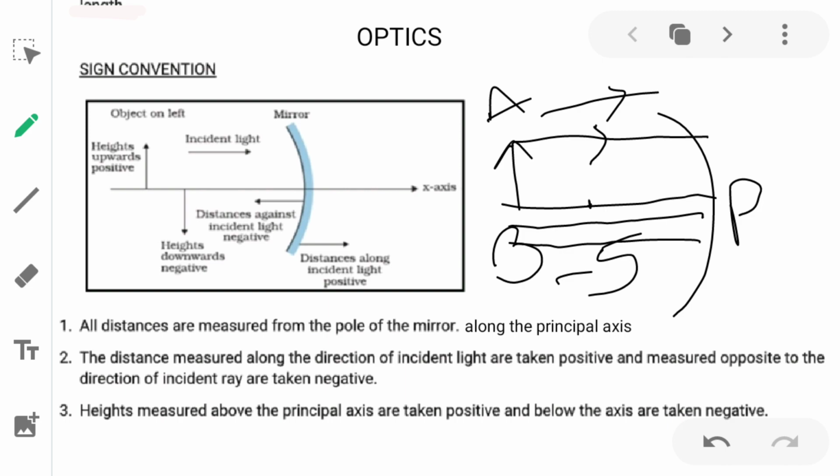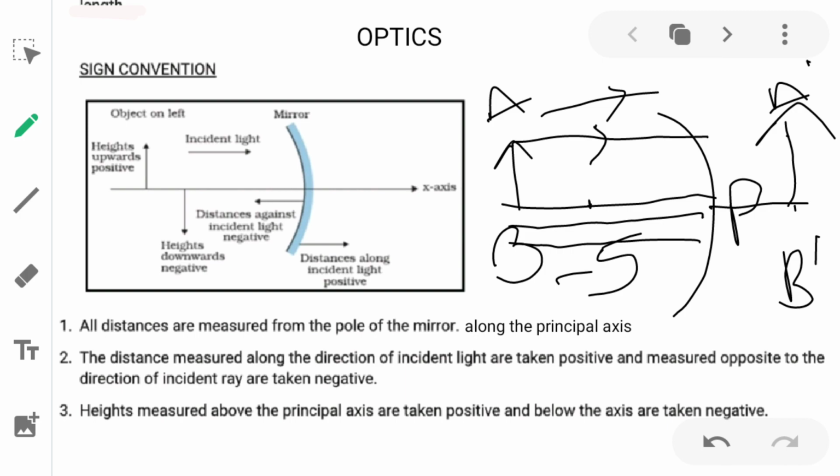Suppose the image is formed behind the mirror, assume. In the next portion you are going to see what is the image formation behind the mirror and about virtual image. For the time being, you just assume the image is formed behind the mirror. Now according to the first point, how we are going to measure the image distance from the pole to the image? Your image is A dash B dash. How you are going to measure the image distance from the pole towards the image along the principal axis? That is P B dash.